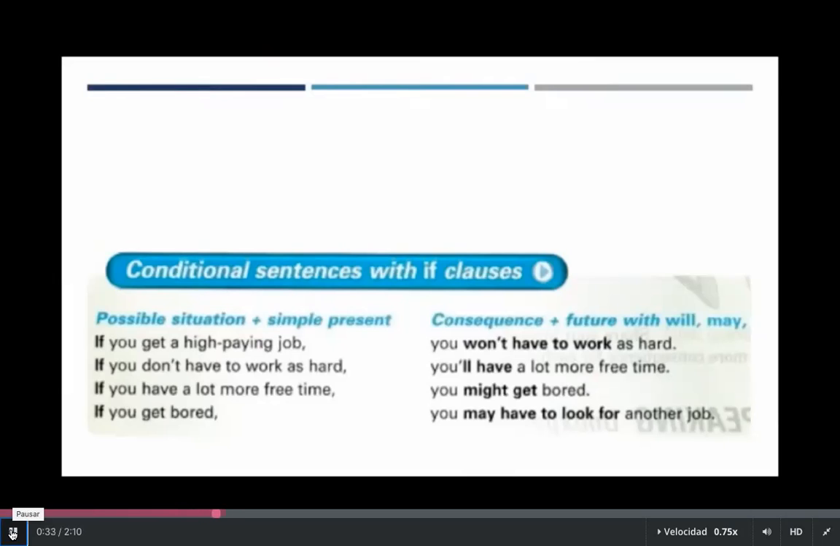If you get a high-paying job, you won't have to work as hard. If you don't have to work as hard, you'll have a lot more free time. If you have a lot more free time, you might get bored. If you get bored, you may have to look for another job.